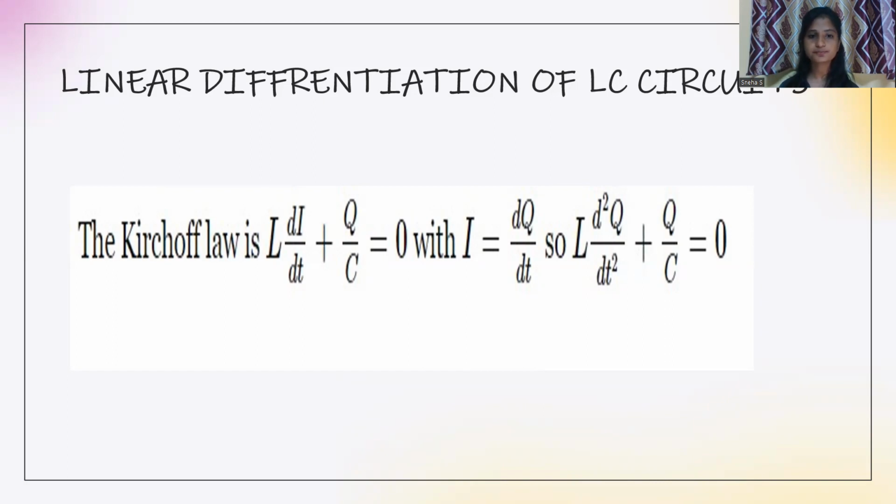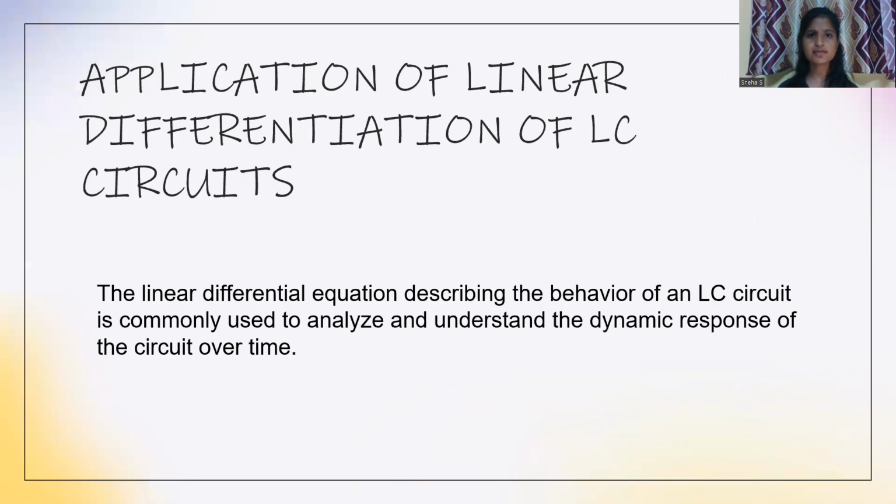is equal to 0, where di by dt is the rate of change of current with respect to time, and i is equal to dq by dt, which is the rate of change of charge with respect to time. So this gives L into d square q by dt square plus q by C is equal to 0. This is the equation.